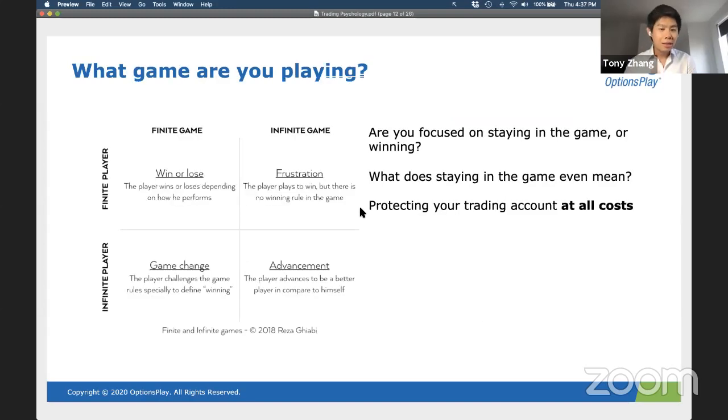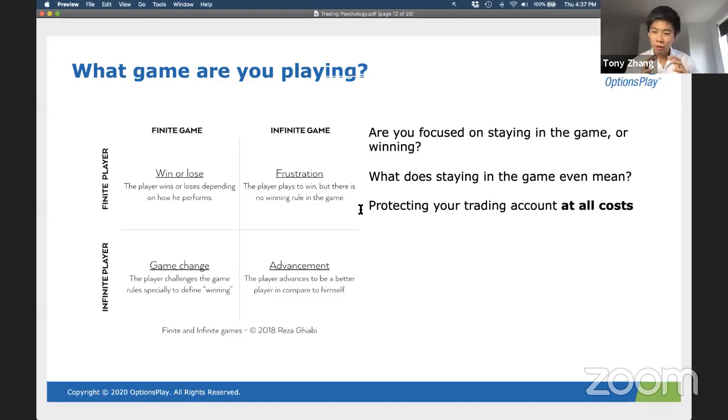Okay. So this is the fundamental shift that you have to make as a trader, is to understand that I'm not playing to win, I'm playing to stay in the game. So what does staying in the game even mean when you're playing an infinite game like trading? The answer to it is actually really simple.